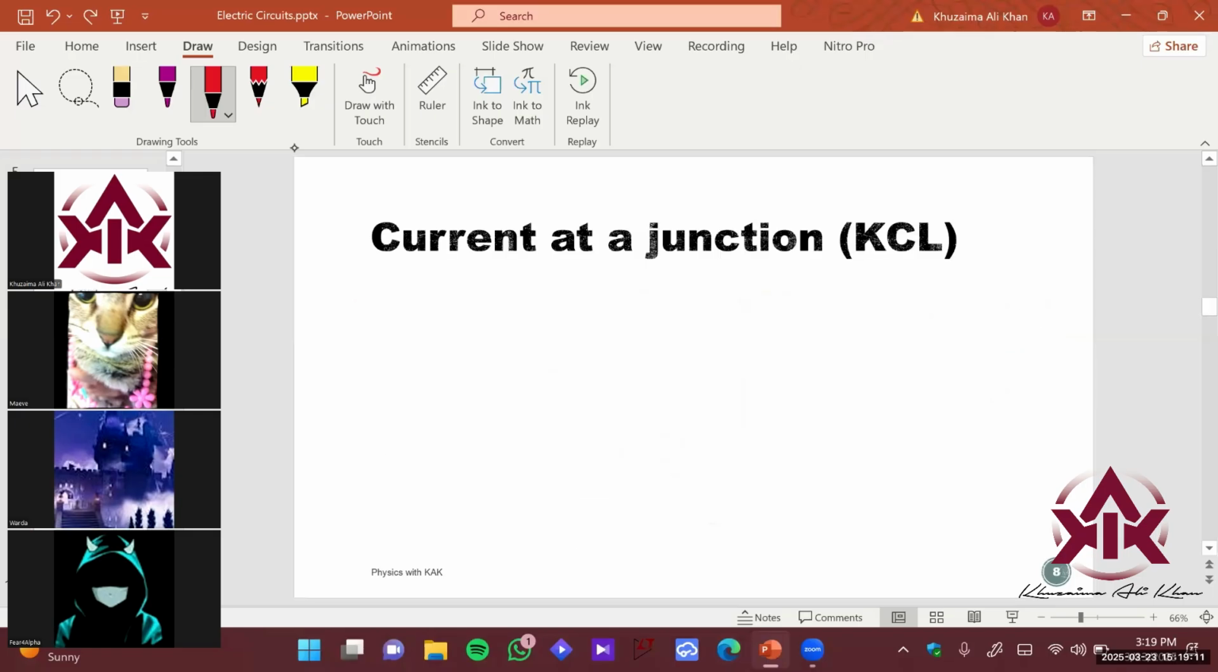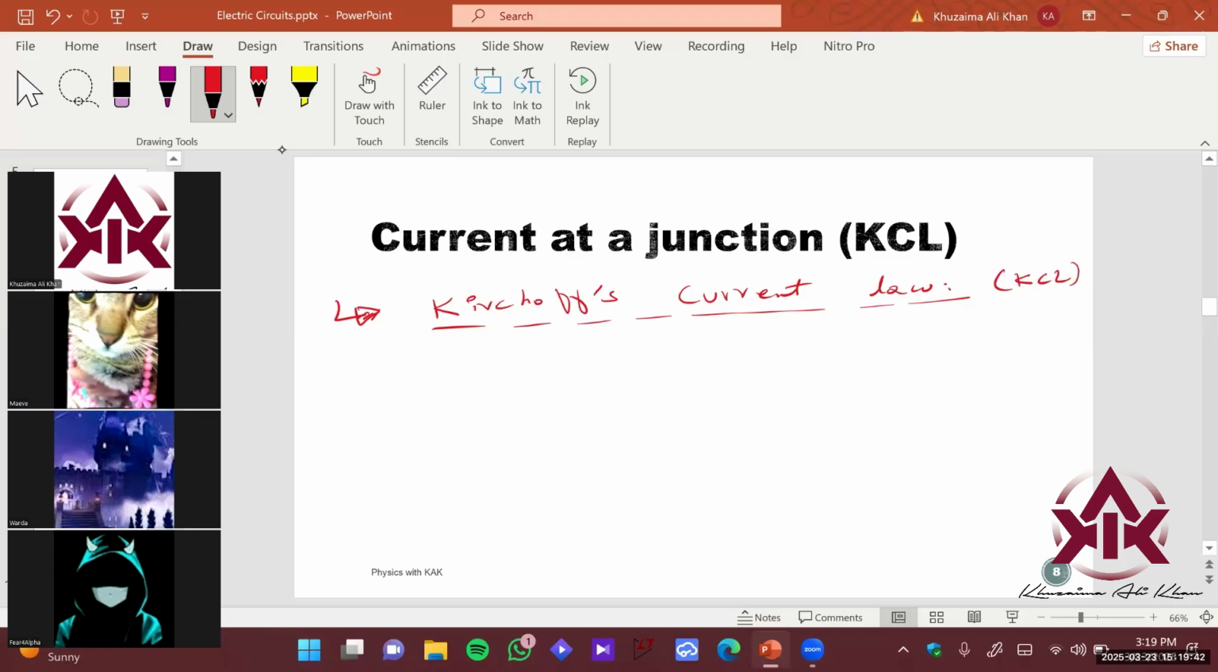Okay. Now, current in a junction. Let's revise quickly what KCL, which we learned in the last lecture, was. KCL stands for Kirchhoff's current law. Some say it one way, some say another; I prefer Kirchhoff's. Kirchhoff's current law. You can learn this as KCL, right?